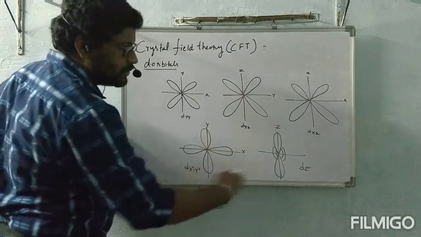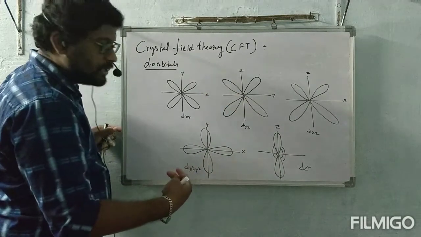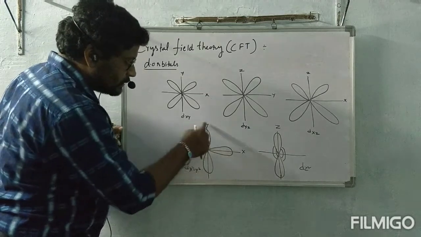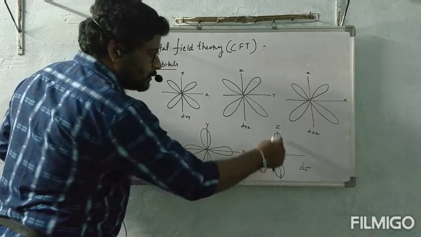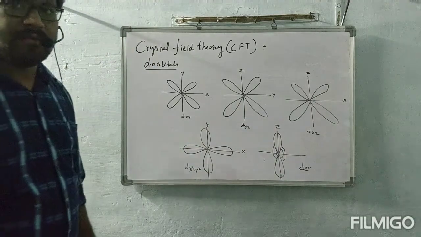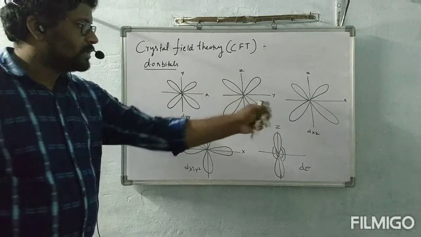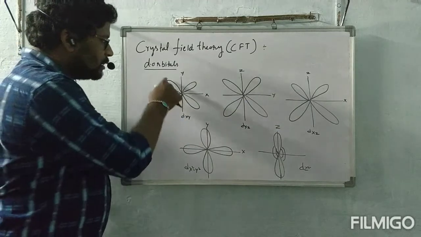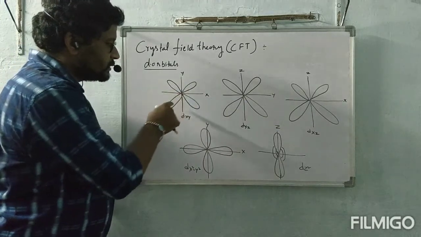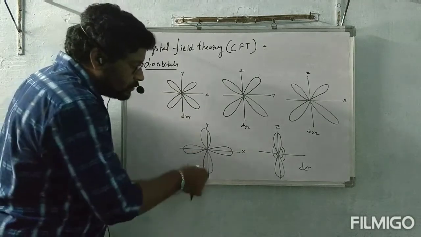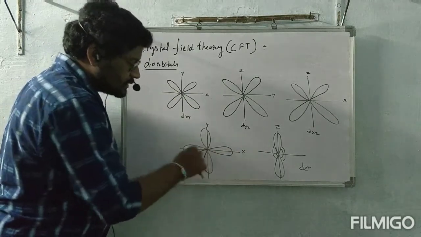Next, remaining 2 orbitals are there. Remaining 2 orbitals' lobes are along the axis. That is the observation point we have to make. 3 d orbitals' lobes are in between the axis. This is axis, this is axis. In between the axis we have 3, and 2 d orbitals' lobes are along the axis.